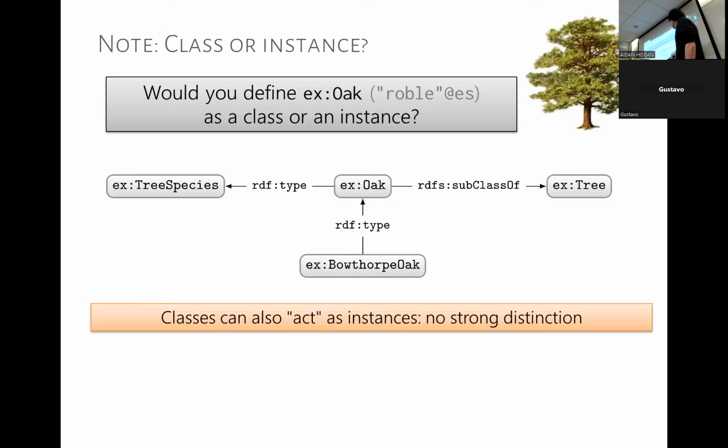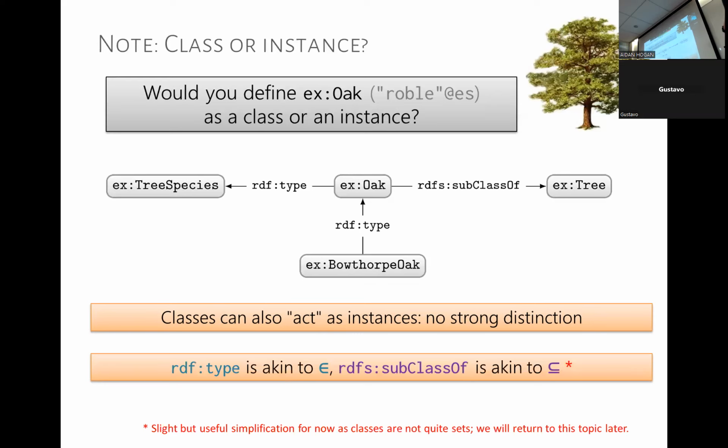Okay, so classes can also act as instances. There's no strong distinction here in RDFS. Something can be a class, it can be an instance. There's no problem with that. In general, if we want to conceptualize it or map it to something we already know, RDF type is akin to set membership. This something is in the set. Whereas subclass of is sort of akin to subset or equals of the sets.